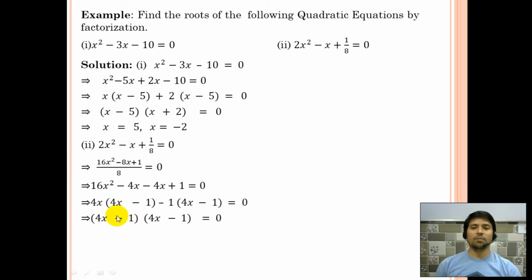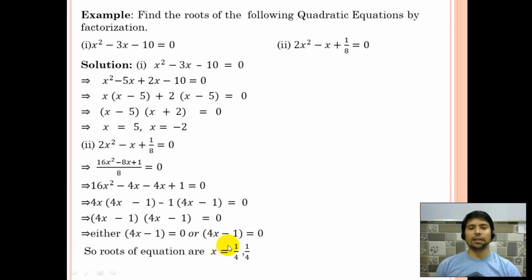From here, equating it to 0, we get 4x minus 1 equals 0 or 4x minus 1 equals 0. In both cases we get x equals 1 by 4 and x equals 1 by 4, two equal roots. So you have seen what we did here: we used only the method that we read in the previous classes, that is middle term splitting by the factorization method.